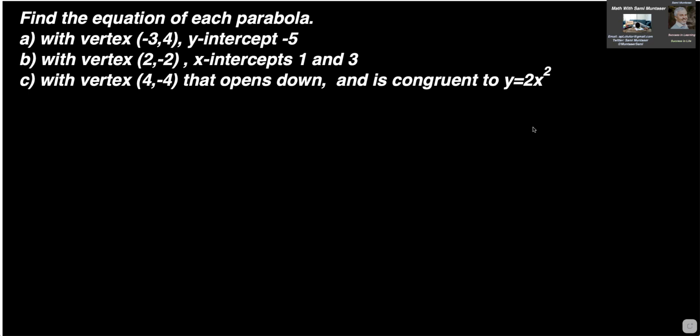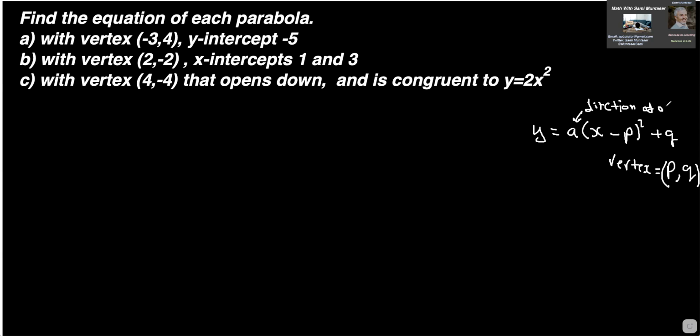So the first thing we should know is that y equals a(x minus p) squared plus q, where the vertex equals p and q, and what a does, a does 2 things: either the direction of opening, so if the parabola is opening up or down, also expansion and compression. But what we'll be interested in for one of the questions here is the direction of opening.